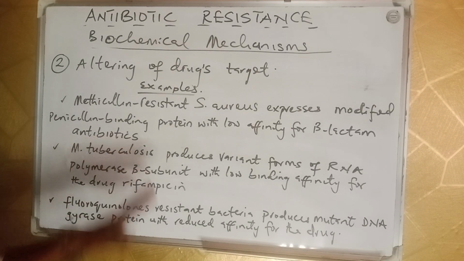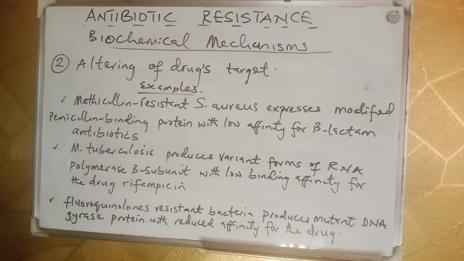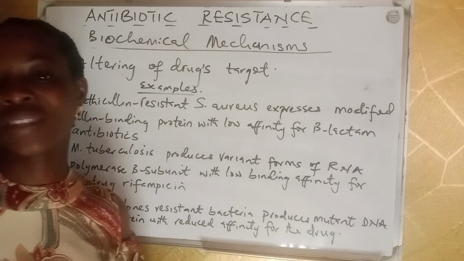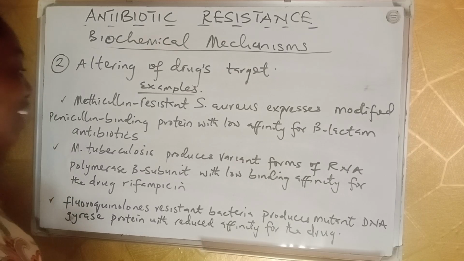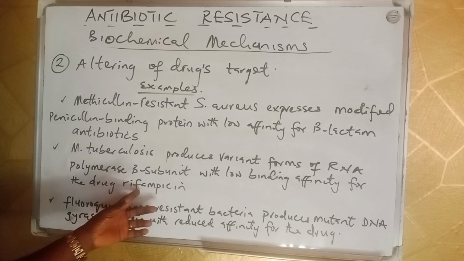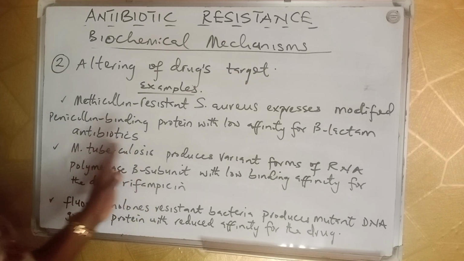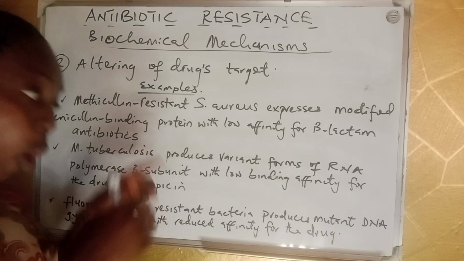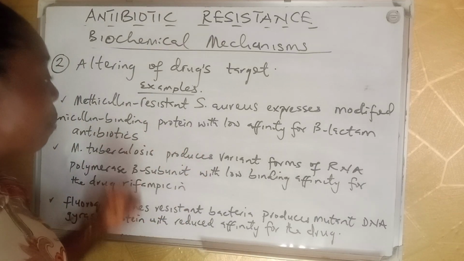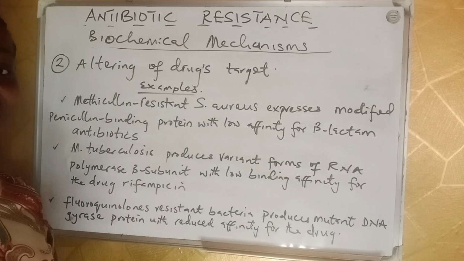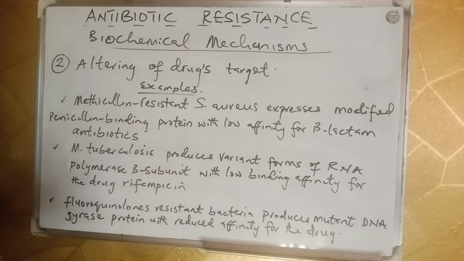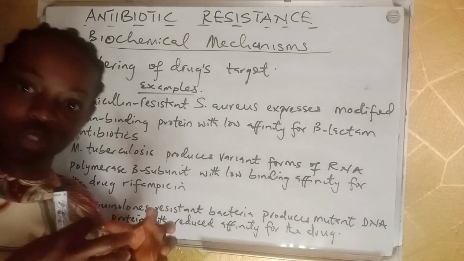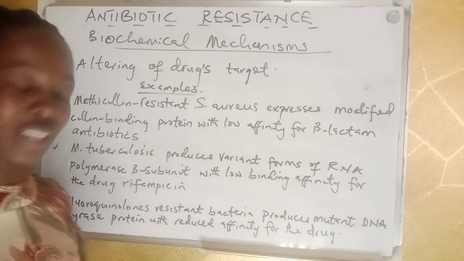Also, M. tuberculosis, another bacteria, produces variant forms of RNA polymerase. Why? Rifampicin works against tuberculosis by binding to the RNA polymerase of the bacteria. So the bacteria, in a bid to survive, changes the target of the drug so that these drugs cannot bind. And without binding, drugs do not function effectively.